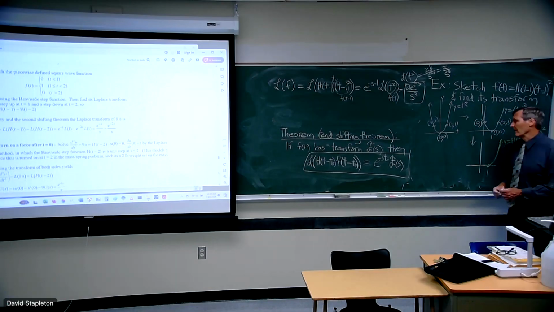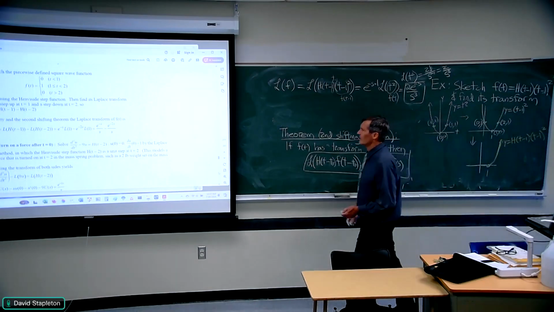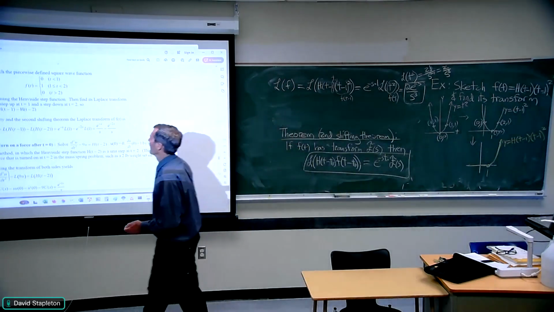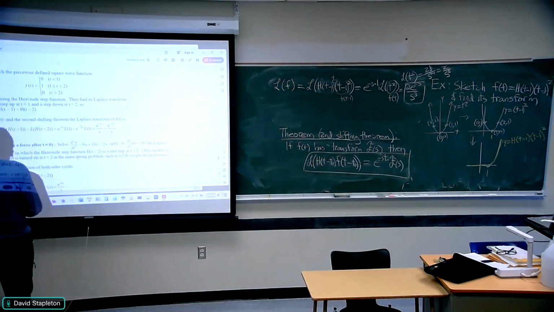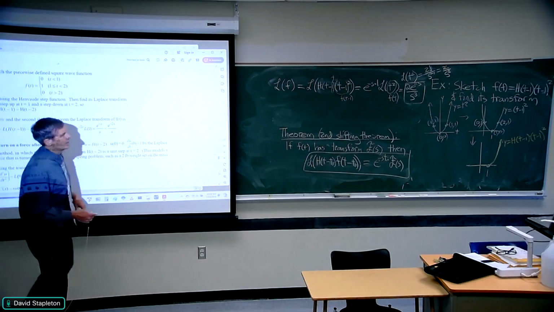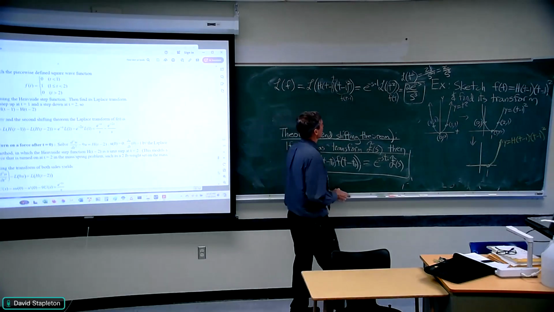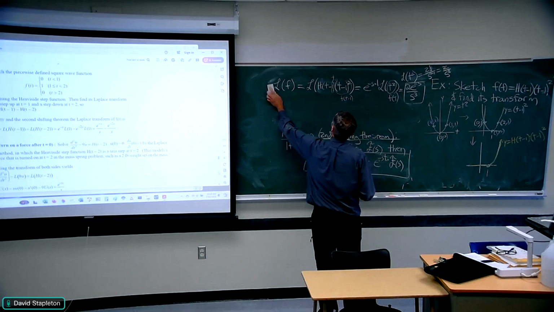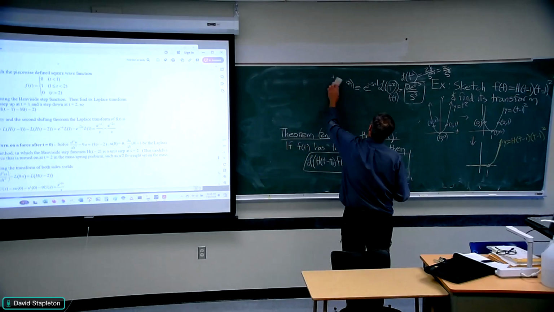But here's the kind of thing you sometimes get in certain engineering applications. You might have a piecewise defined function where f of t is equal to 0 for t less than 1, and it's 1 for t between 1 and 2, then it's 0 for t greater than 2. How do we take the transform of that?